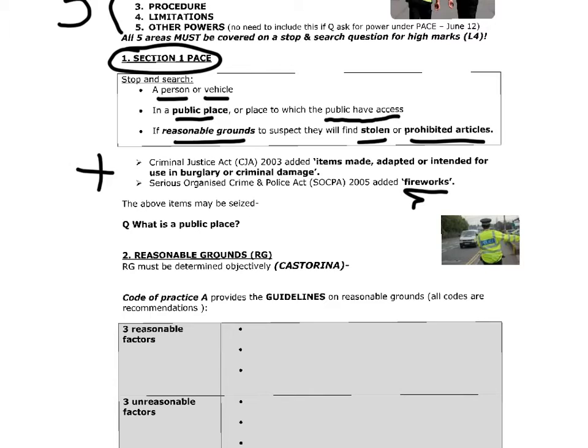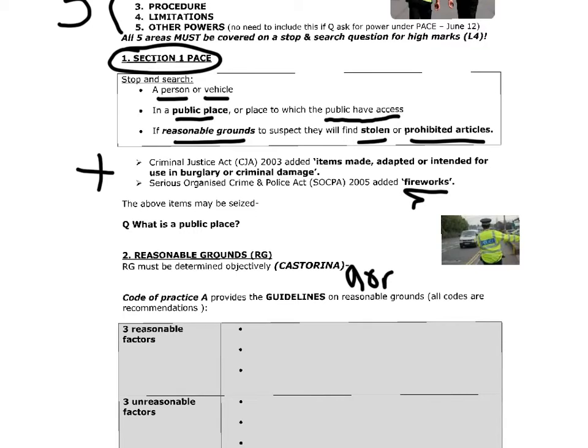Right, so in terms of reasonable grounds, and as it says there, they must be determined objectively. In criminal law, there's 2 types of tests that we have, a subjective test and an objective test. Subjective is looking at your viewpoint as a defendant, what do you see? Objective is looking at the ordinary reasonable man on the street, or in this case, any other person, any other officer. So the case of Castorina, that's a case there. What was said in this case was that if the normal person on the street would stop and search, then it would be okay to conduct that stop and search in that situation.